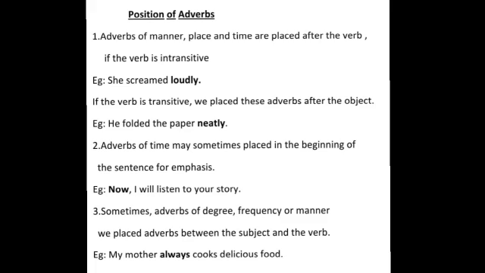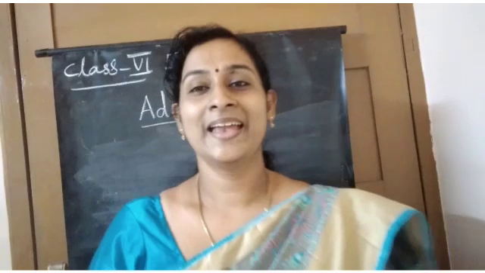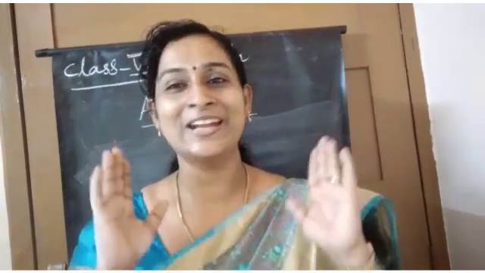Look at the example. My mother always cooked delicious food for me. So, always is the adverb used in this sentence. You can see it is used between the subject and the verb. So, in some cases, we place adverbs between the subject and the verb. Okay, these are some positions we use for adverbs. So I hope you understood different types of adverbs. It's very simple now.